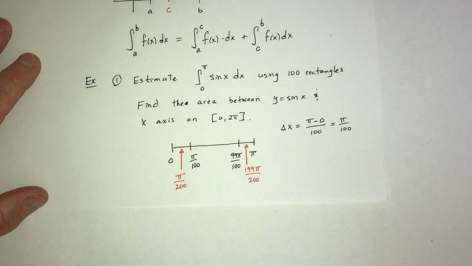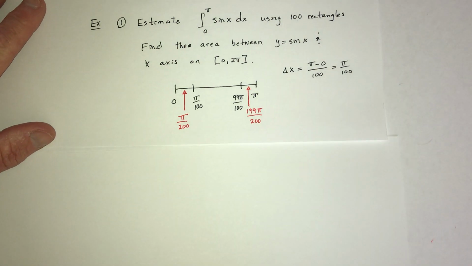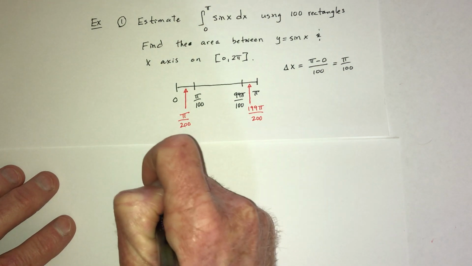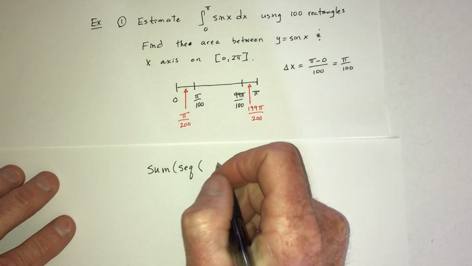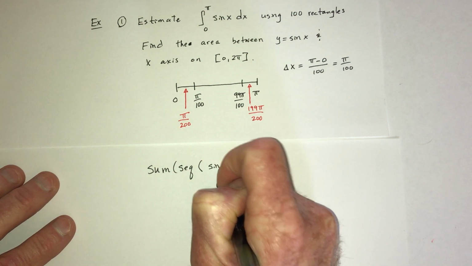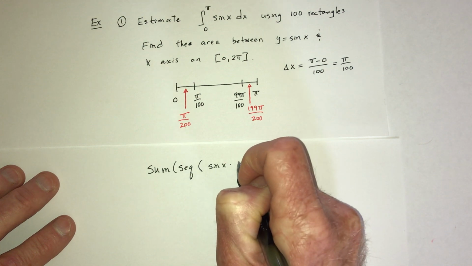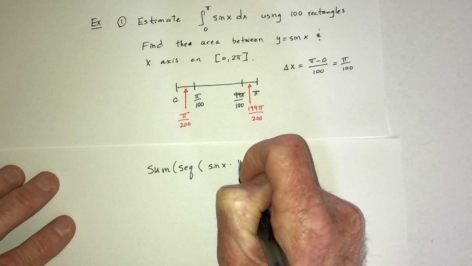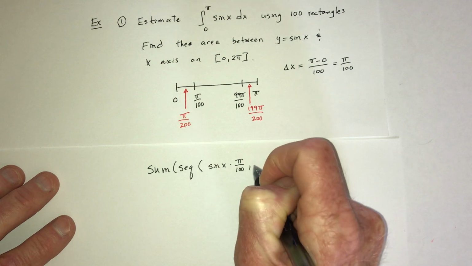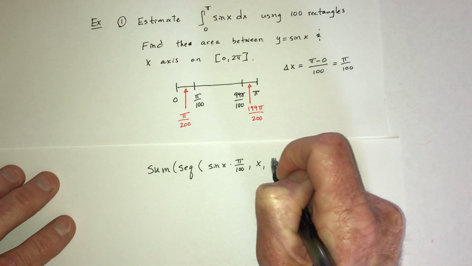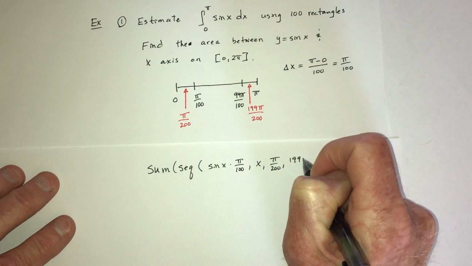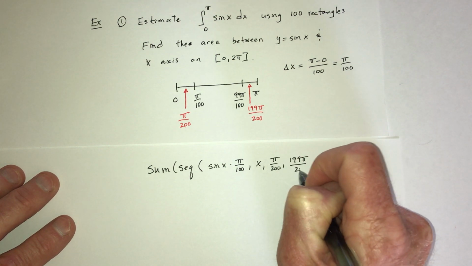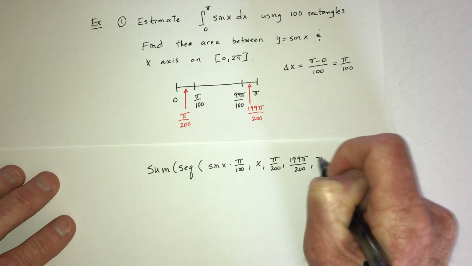And now we use the sum sequence. So it's going to be the sum sequence. The function is going to be sine of x, and then multiply with the delta x, which is pi over 100. And then x goes from pi over 200 to 199 pi over 200, and delta x is pi over 100.